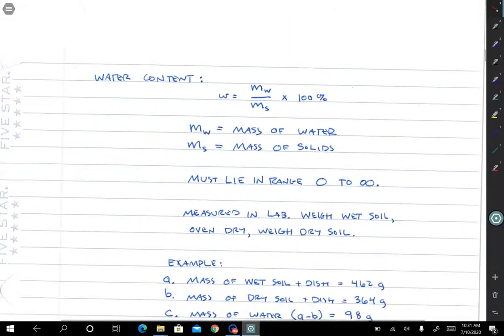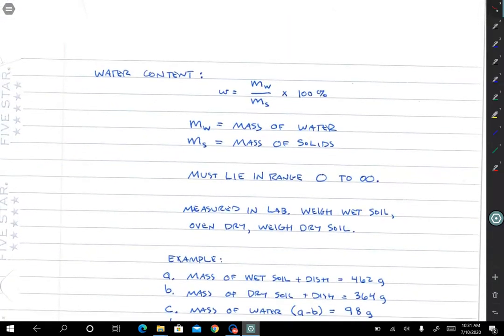All right, another important one is water content. So the water content is the mass of water divided by the mass of solids. This is a common thing that we measure in the laboratory. You take some soil that has a mix of solid particles and water, you measure its mass, then you put it in the oven and evaporate out all the water and measure the mass again. And now you know the mass of solids and the mass of water, so you can calculate the water content.